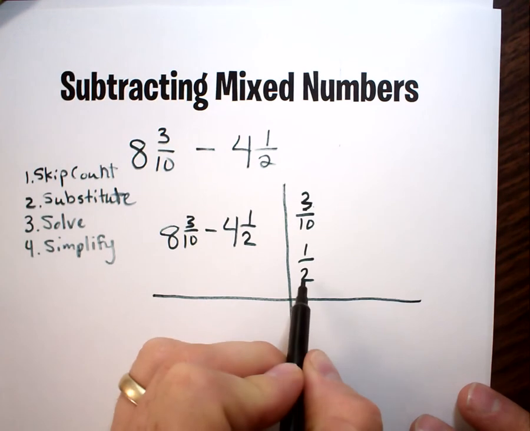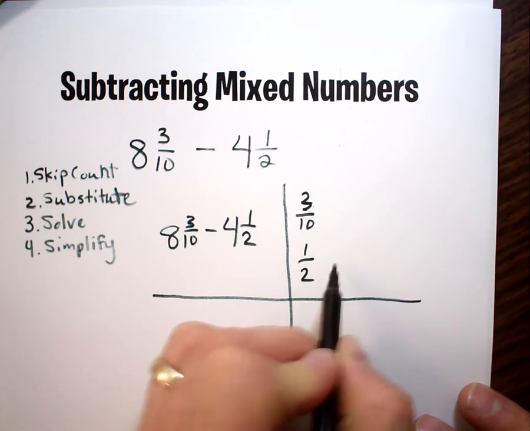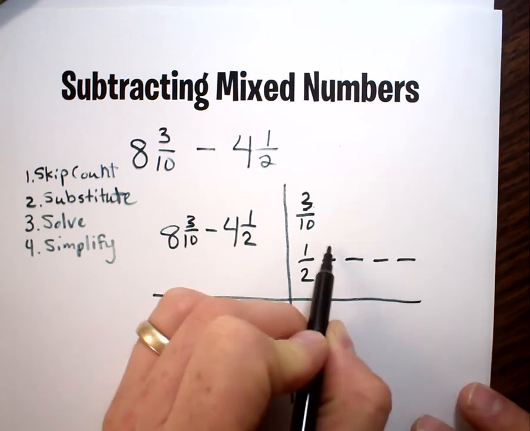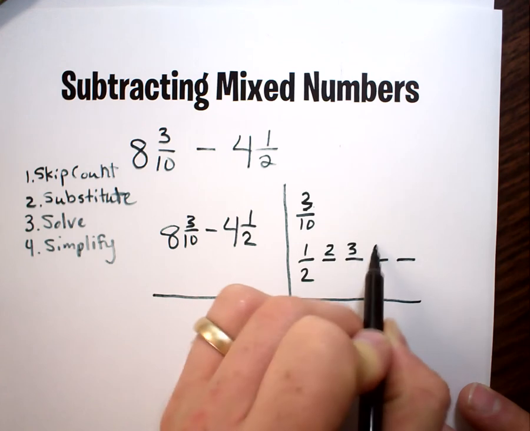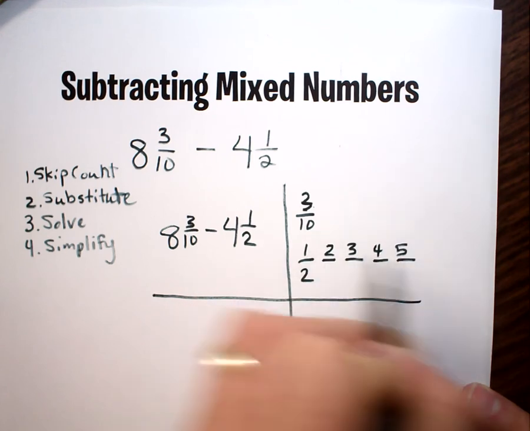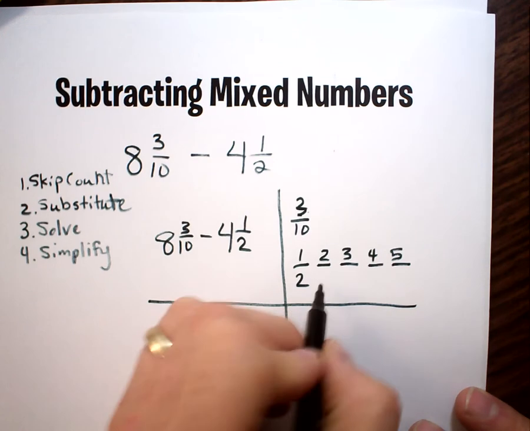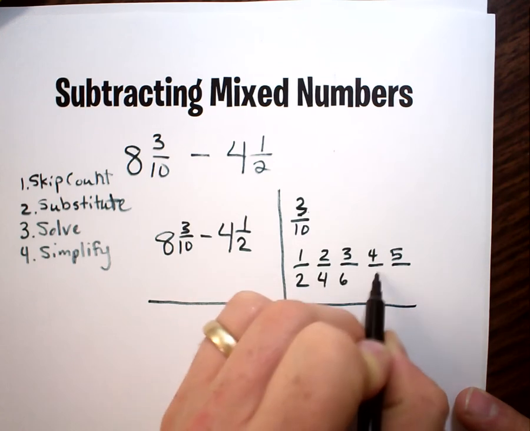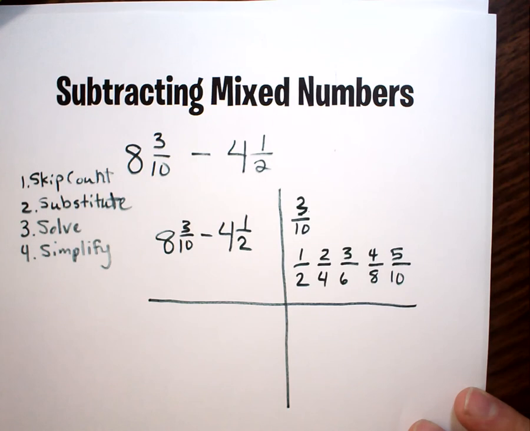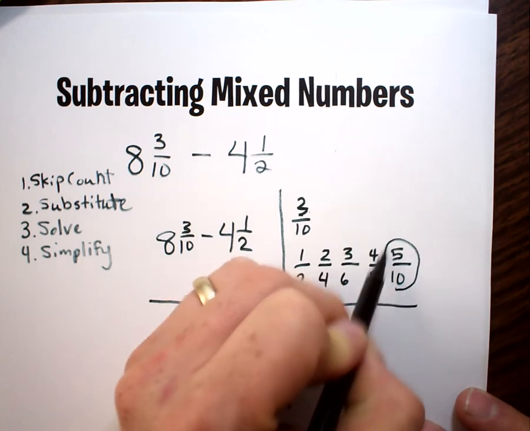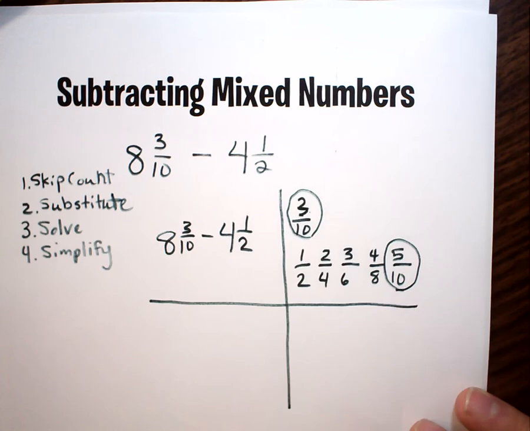I'm going to start with the one that has the smallest denominator, which is this one. So I'm going to skip count this one a few times. 1, 2, 3, 4, 5. That's skip counting by ones, which is just regular counting. And then skip counting by twos: 2, 4, 6, 8, 10. And you can see since I started with 1/2, I already found my common denominator.